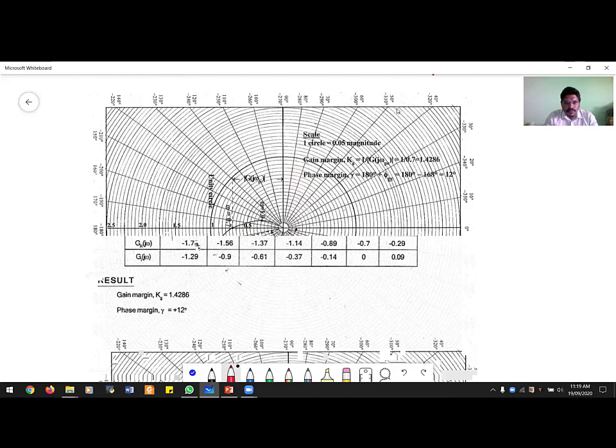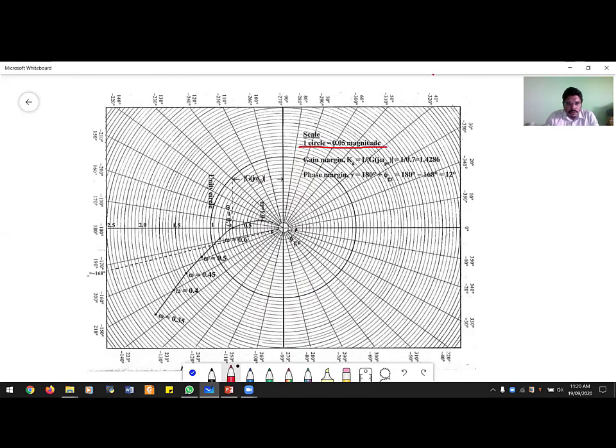So first thing is you have to select the scale. For all problems, you select one circle equal to 0.05 magnitude. So one circle is 0.05 magnitude, so the 10th circle will be 0.5. This is your first 10th circle.